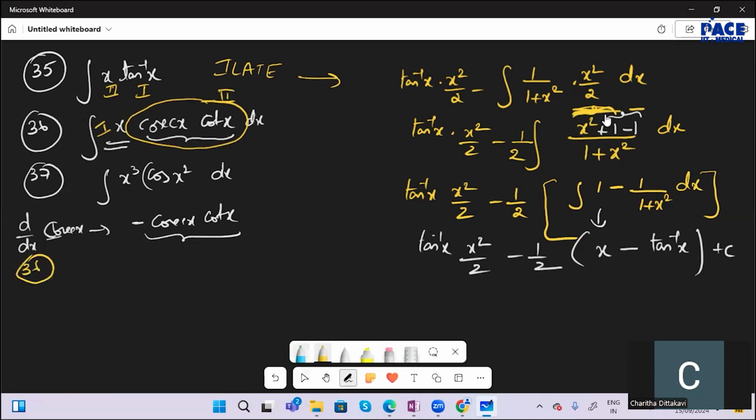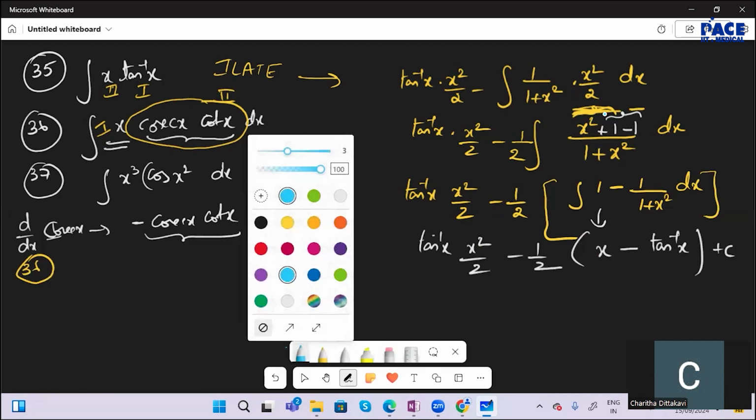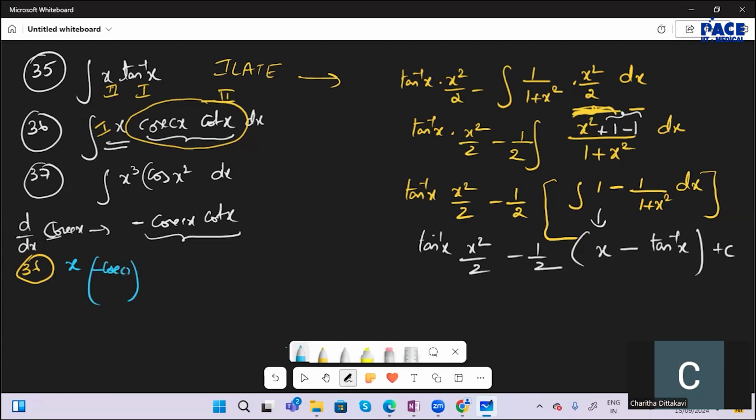So for the 36th question I'm doing here, it is first into integral of second. First is x into, what is the integral of second? Integral of second will be minus cosecant x, as we have just now seen, minus integral of derivative of first, which is 1, into integral of second, that is nothing but minus cosecant x dx.